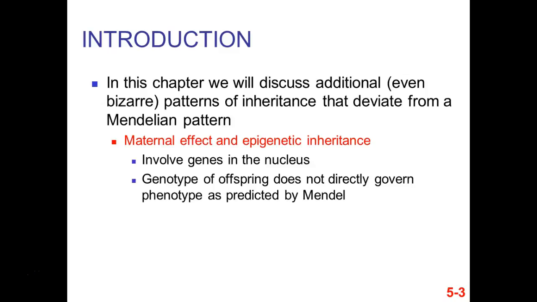So the genotype of the offspring does not directly govern the phenotype as predicted with Mendel for these nuclear traits that are affected by the maternal effect and epigenetic inheritance. And then the other half of the chapter talks about extranuclear inheritance. So this is the mitochondria and the chloroplasts.